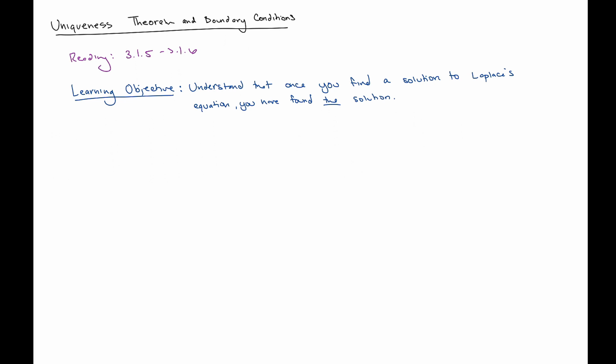Okay, guys, in this short lecture, I want to talk about something called the uniqueness theorem and relate that to boundary conditions for solving Laplace's or Poisson's equations. I'm not going to derive the uniqueness theorem in detail like it's derived in the book, but the bigger idea is just to give you the understanding that once you find a solution to Laplace's equation, either analytically or numerically, you really have found the solution. There's only one solution to Laplace's equation given a set of boundary conditions.